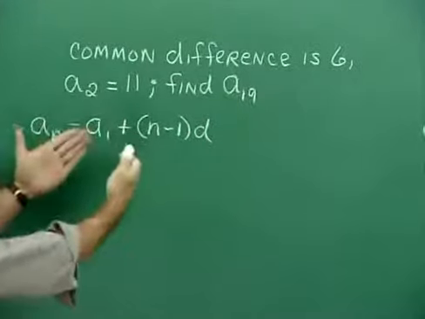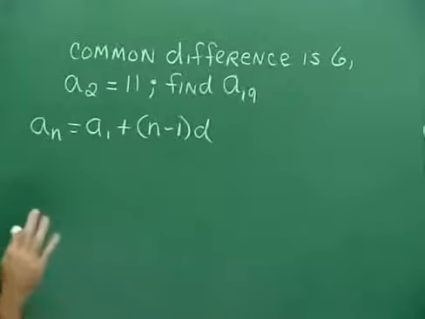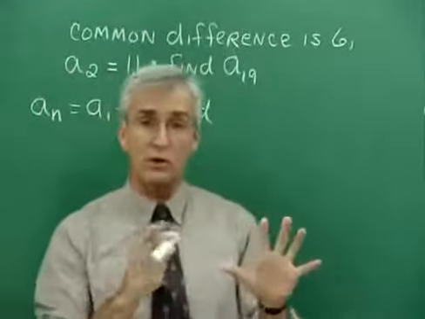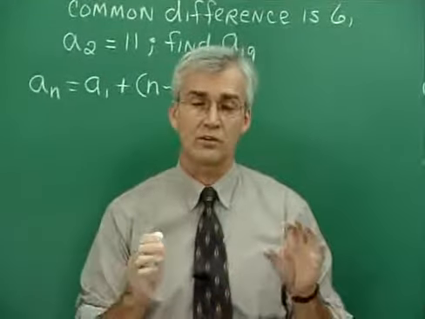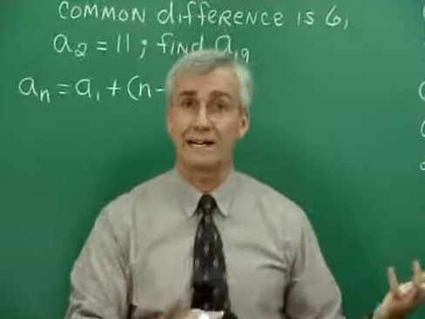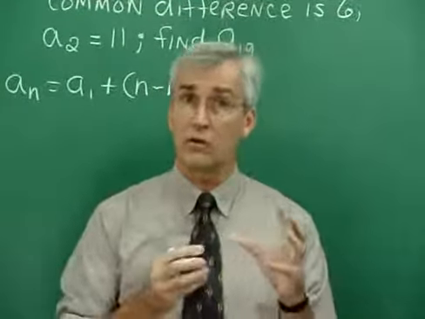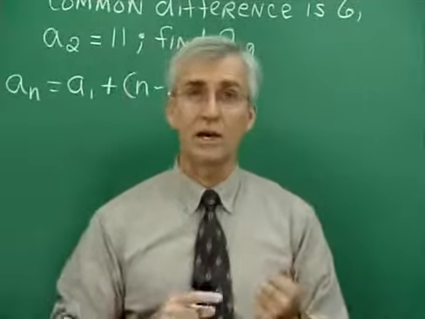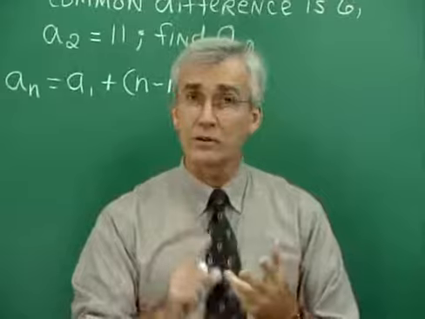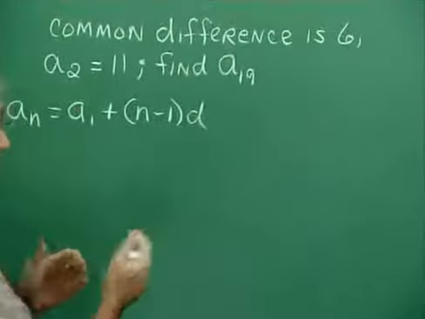Well, we start with the notion that the nth term is the first term plus n minus 1 differences, and we put in the information that's given here. We really need 2 bits of information in order to write the general model. The strategy is to write a general model for the sequence, and then we can find the 19th item using that model. The general model calls for a sub 1, which we don't have, and the common difference. We know the common difference is 6, but we need a sub 1.